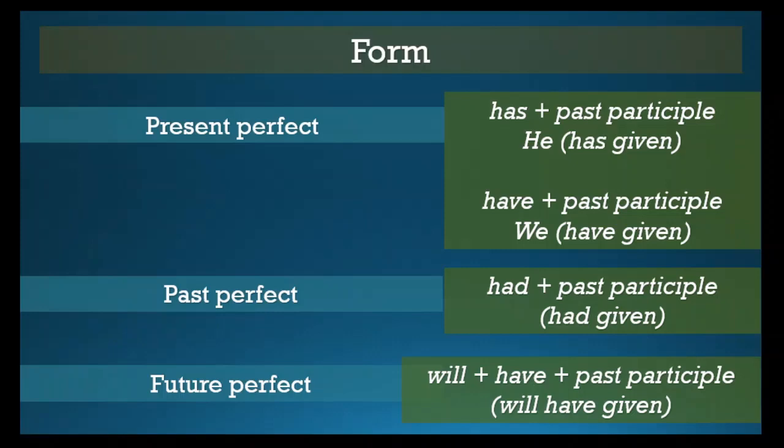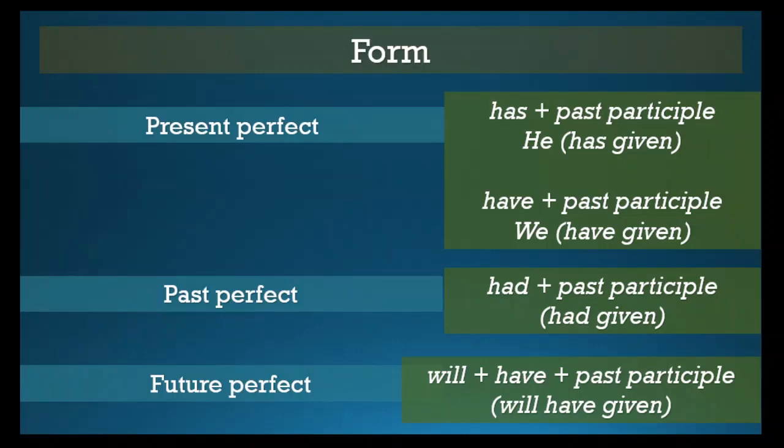Now, in the case of the past perfect form, all you have to do is add the verb had to the past participle of your main verb. There's no need to think a lot when it comes to the past perfect form. If the tense is in past perfect, then all you have to do is add the helping verb had, and then what follows is the past participle of the main verb.